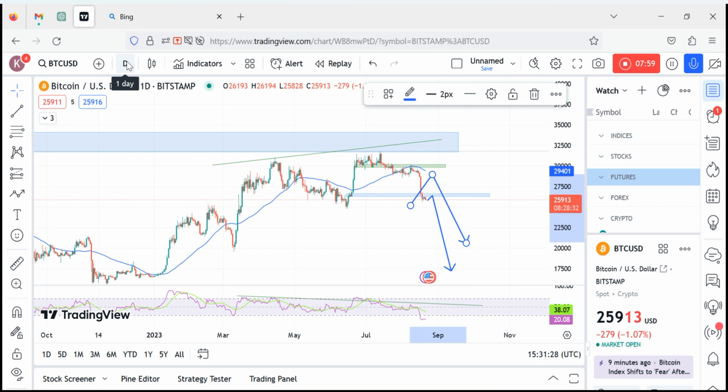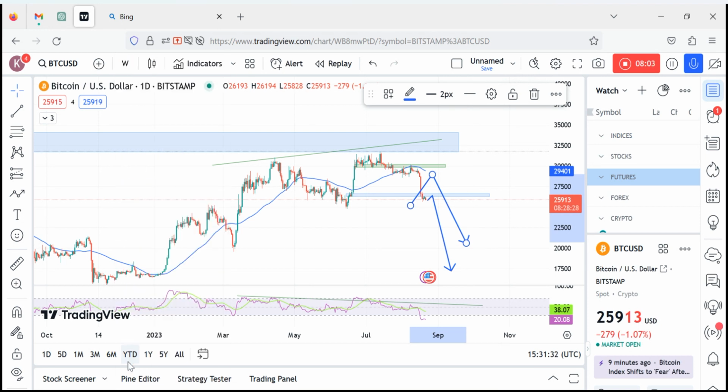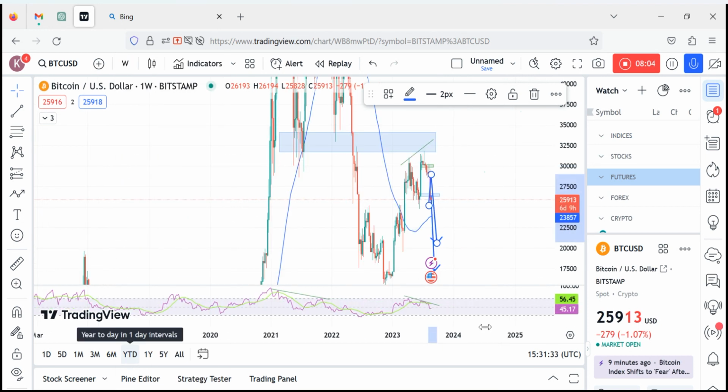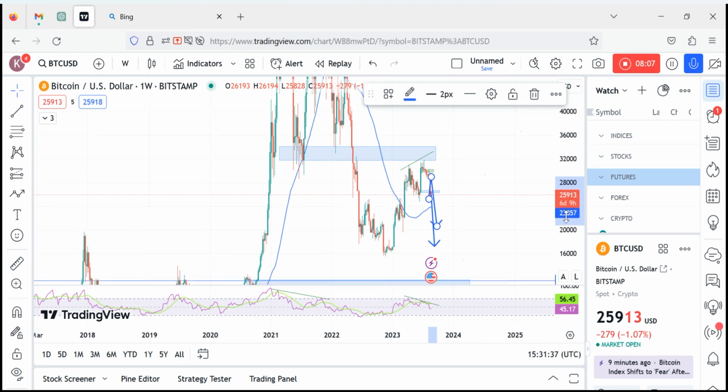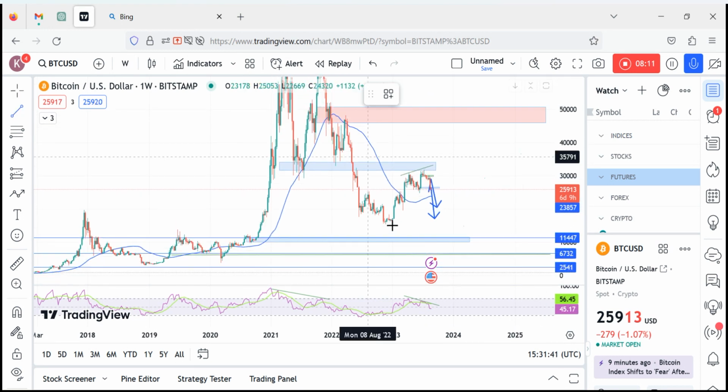All right. So let's go back to our weekly chart and see what is going on. I know most of you are conversant with what a trend line is. Basically, this is a trend line.